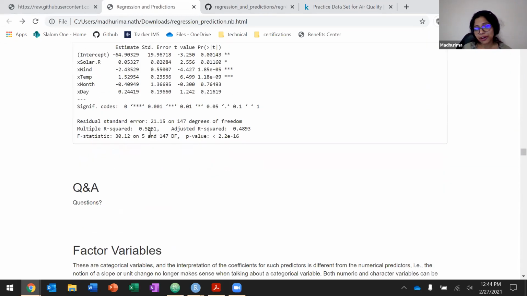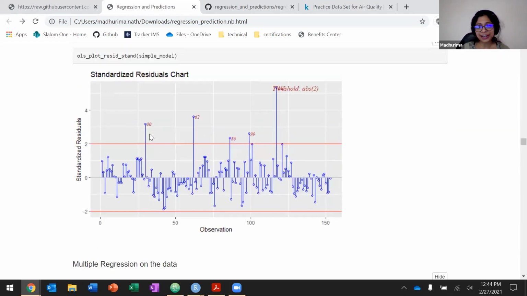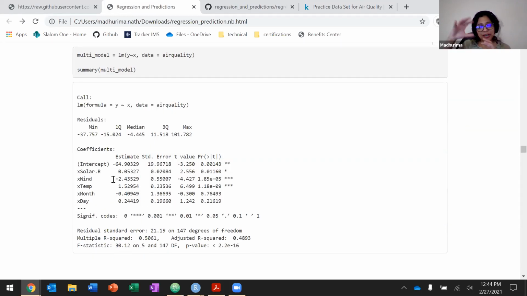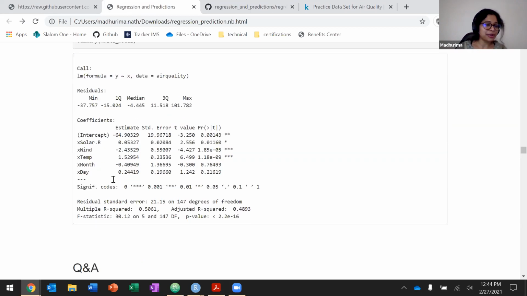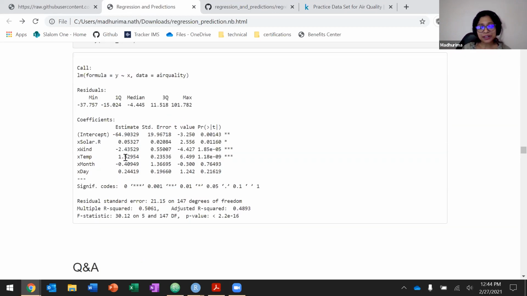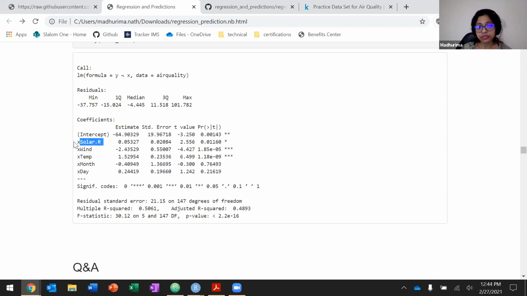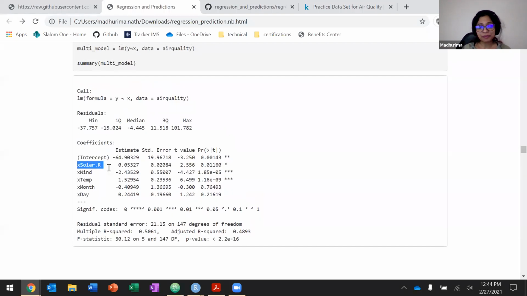I don't have a plot for multiple regression because it's again not a straight line. It's now in a much higher dimension space, so it's a little bit tricky to draw that. But we can definitely do that by fixing all the other variables and plotting one of the predictors if we want to see the relationship. But again, it would become a version of the simple linear model.